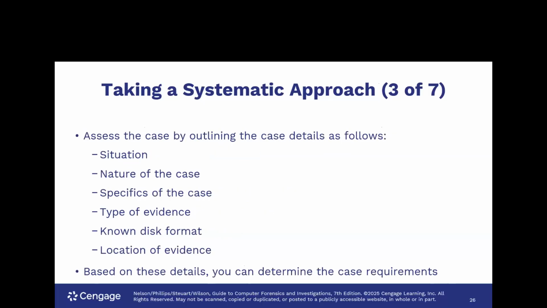Now, before beginning, you want to make sure you determine exactly what kind of case we're dealing with. So you assess the case by outlining the case details. What is the situation? What type of evidence may exist? Where is that evidence located? What kind of storage device or file system are we dealing with? So answering these questions helps us determine what equipment, software, personnel, and time we'll need.